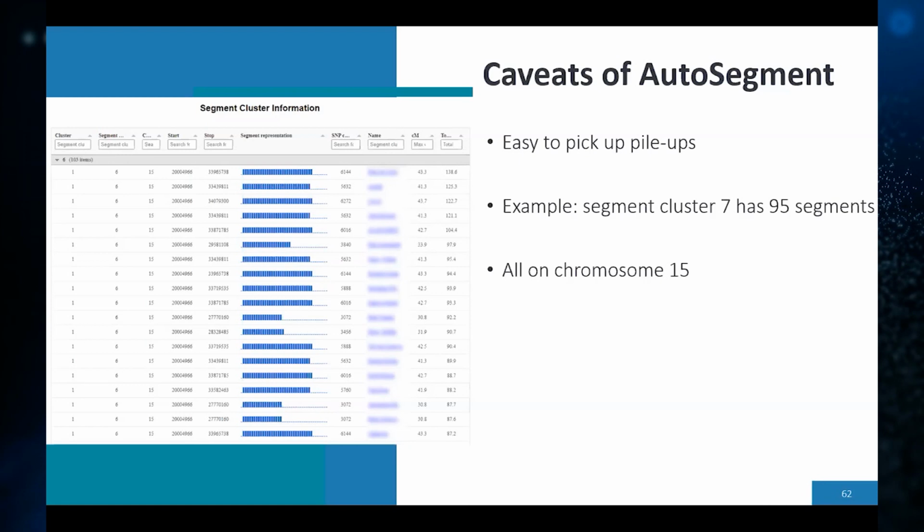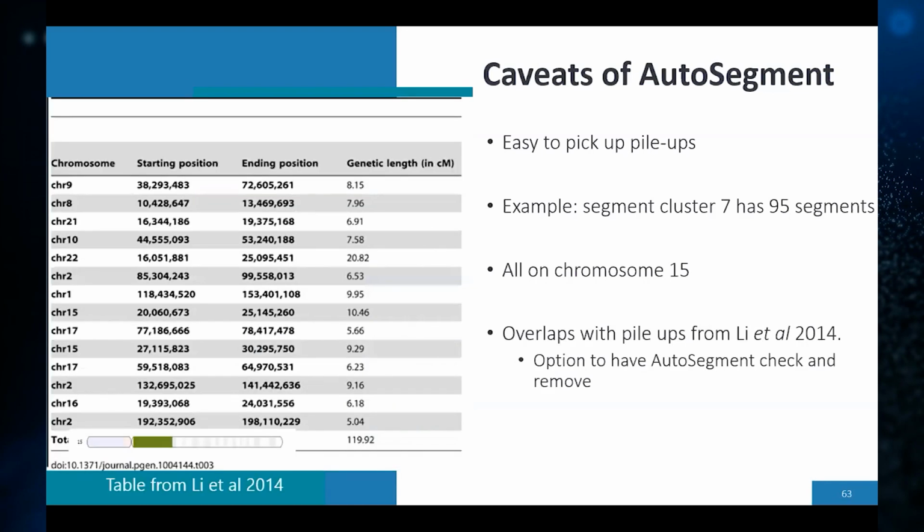And if you compare this with some research that has been done with known pileups, you would see that they are overlapping with pileup information from a study by Lee et al. from 2014. So this is the one. This is chromosome 15, and it's overlapping with this particular pileup region. There's an option in AutoSegment to have it check those segments for known pileups and have them removed. So then you don't see them anymore.